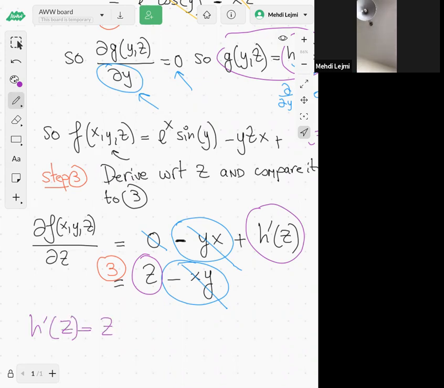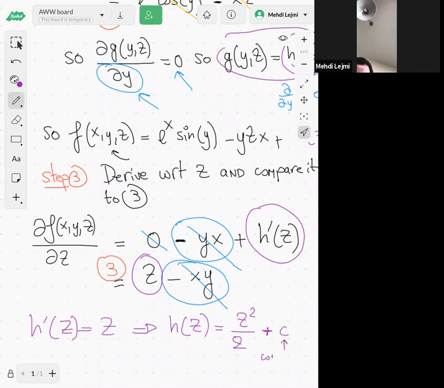So h prime of z is equal to z. Here we have this function h, which is just a function of z, so we have only one variable, right? So when you integrate z with respect to z, it's just z squared over 2 plus some constant.